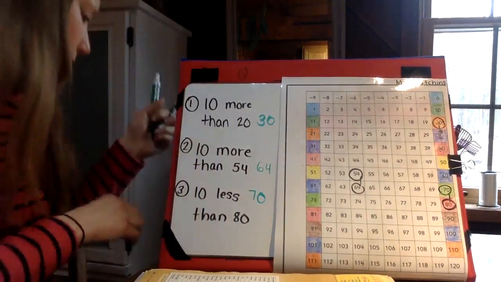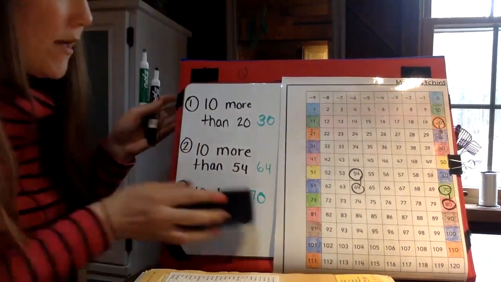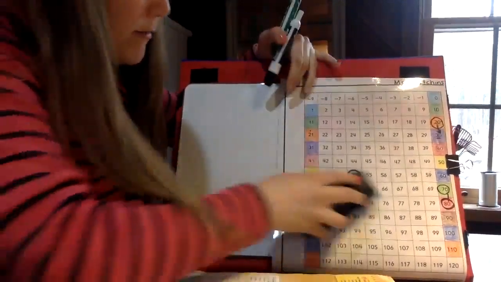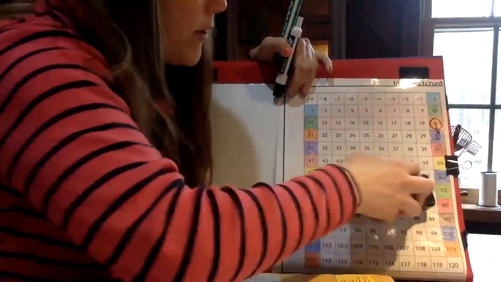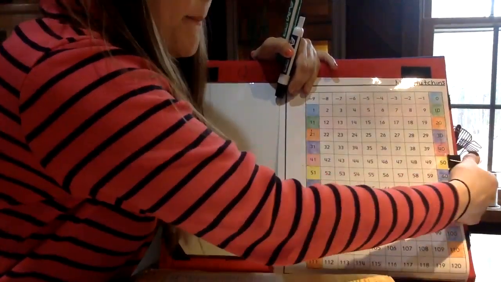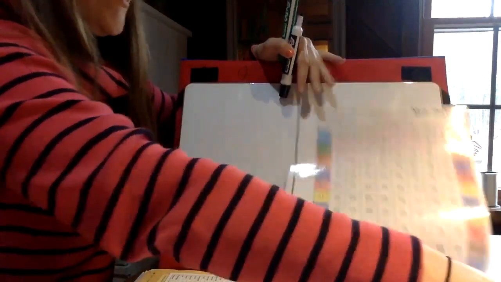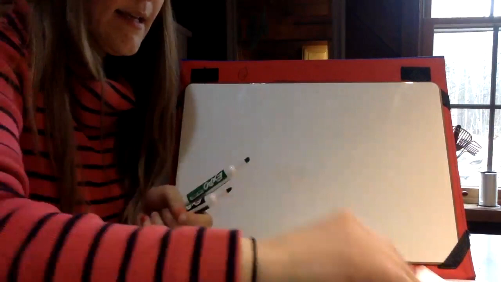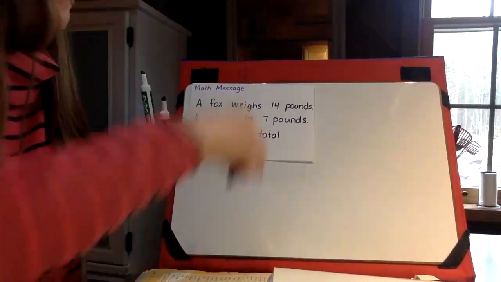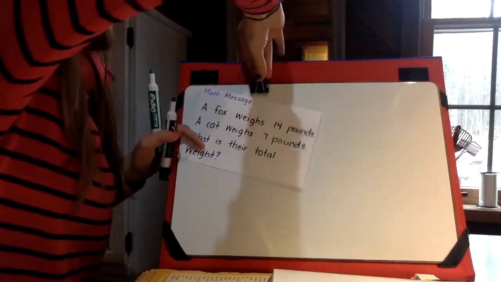Okay, I am going to do some erasing real quick. You can do some erasing also if you ended up writing anything on your number grid. You're going to be using your number grid in other ways today. I'm going to drop my number grid so that we can get started on our first problem, which is the math message. There we go.